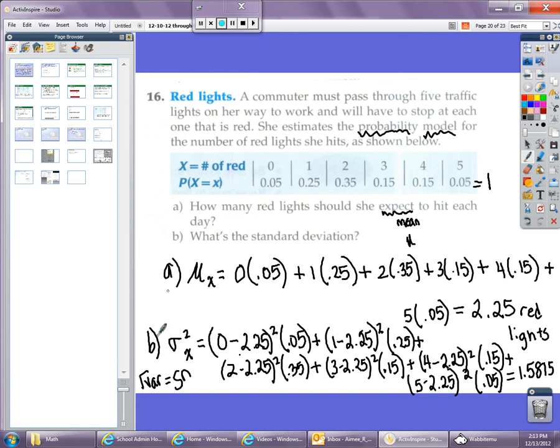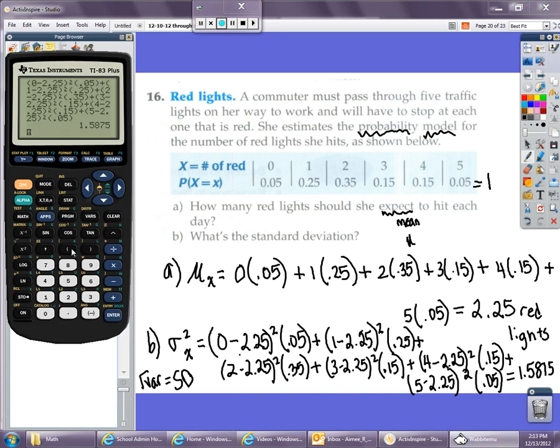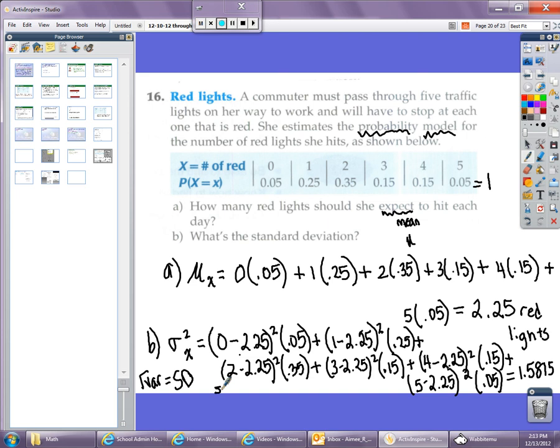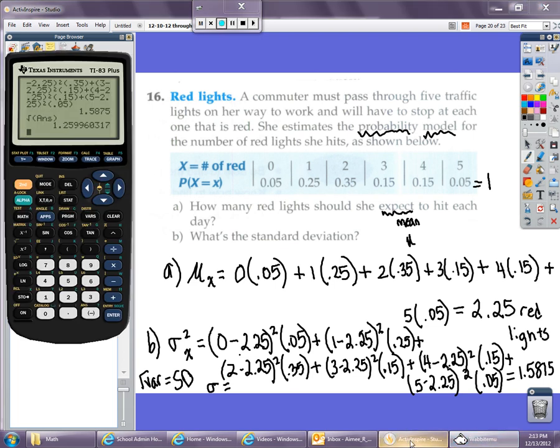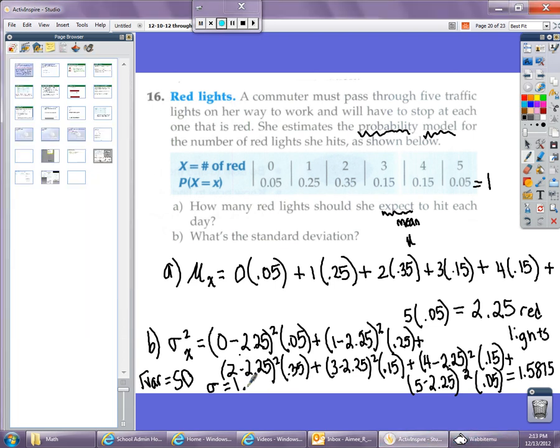Alright, now, we said that the square root of the variance is equal to the standard deviation. So now you're just going to go back here, second square root of your answer that you just got, and you get about 1.26. So your standard deviation, or little sigma, is about 1.26. Okay, so that's how you find standard deviation and variance.